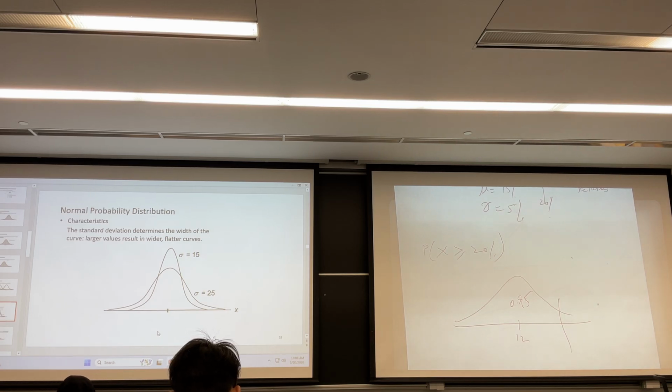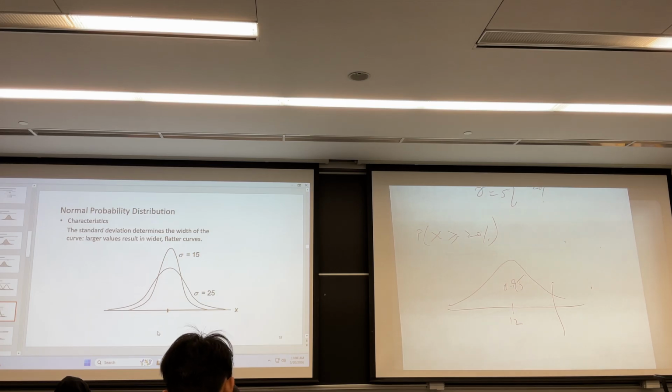On average, it takes 12 days to get raw material. Sometimes it will take more, sometimes it will take less. But if you want to be 95% sure that you have enough raw material, then you should be planning for much more than 12 days. How much more we'll calculate. Because if you plan for only 12, then only 50% of the time you have enough raw material.